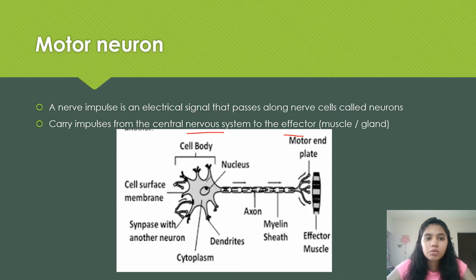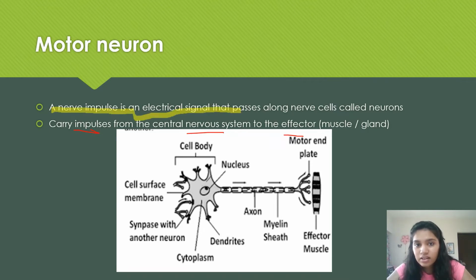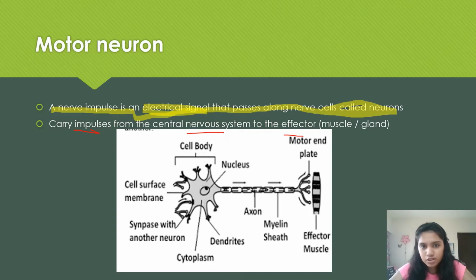We're first going to look at the definition of impulse. As I already said, you need to know this by heart. You cannot not know this because this comes for a mark. So a nerve impulse is an electric signal that passes along nerve cells called neurons. Nerve cells are called neurons and a nerve impulse is an electrical signal or a message. You use the word signal, that's the scientific term. So they carry impulses from the central nervous system to the effector. The effector is the muscle or gland.